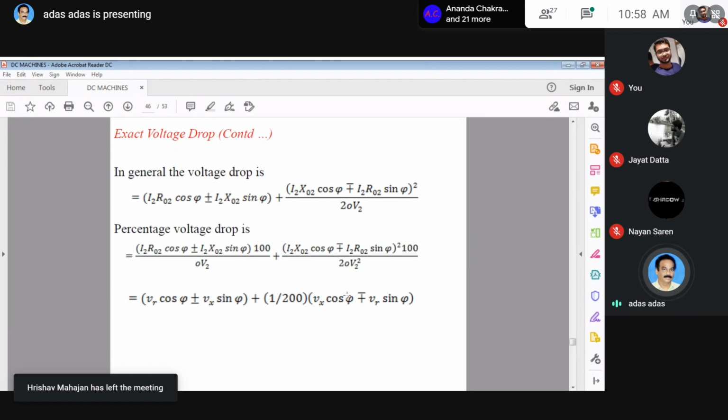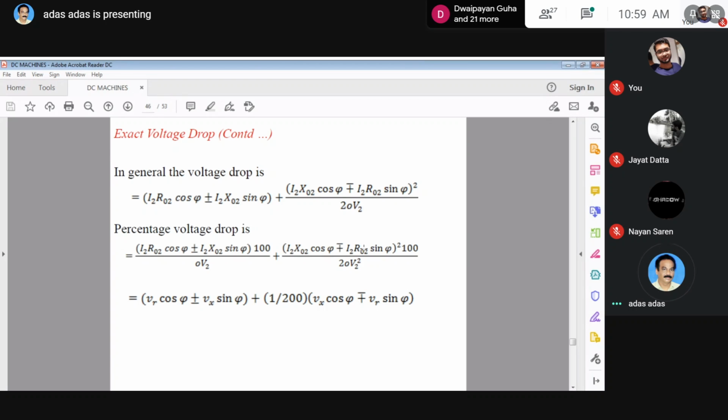Now the general expression. Just put plus minus, and here minus plus. This plus and this minus is for lagging power factor load, and minus and plus is for leading power factor load. Now come to the percentage voltage drop. Just multiplied by 100.